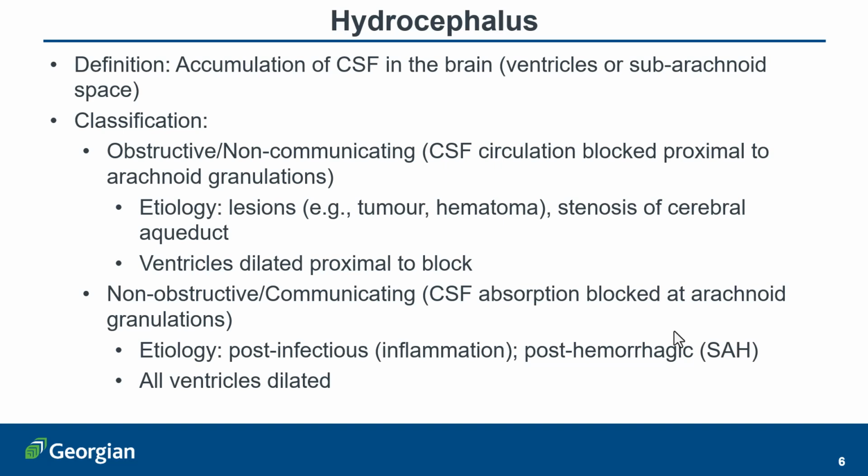So the etiology of obstructive or non-communicating hydrocephalus is any lesion, a tumor, a hematoma, that blocks the flow of CSF from one ventricle to the next, or stenosis of the cerebral aqueduct that connects the third and fourth ventricle. Consequently, the ventricles that are proximal to the site of the blockage become dilated. So if CSF between the third and fourth ventricle is not able to flow properly, the third ventricle is going to get dilated if there is stenosis of the cerebral aqueduct.